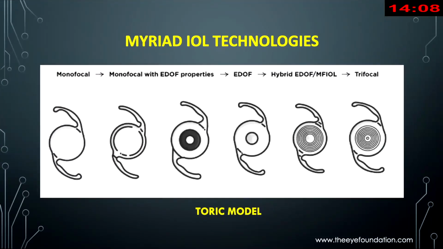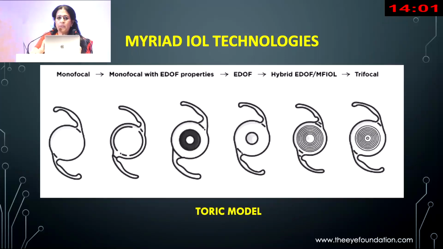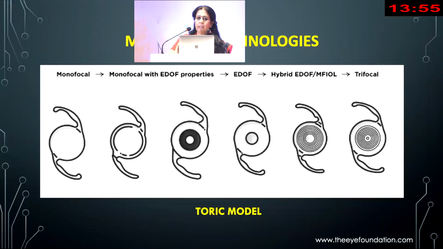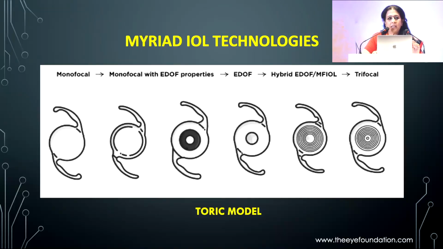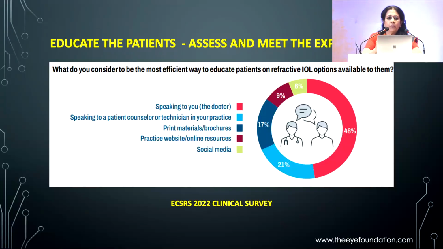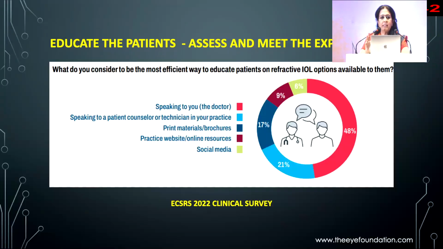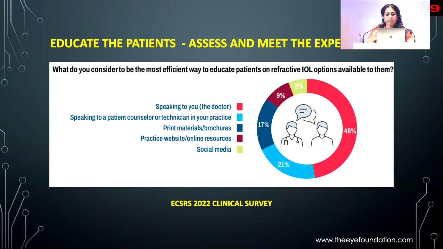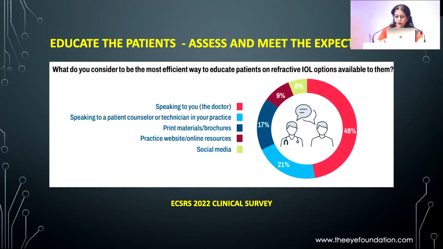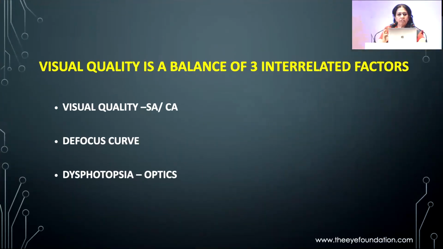So we have a myriad of choices now. We have monofocal lenses, which give good vision for distance. We have monofocal lenses with EDOF property that give some range of intermediate vision. There are pure EDOF lenses. There are hybrid lenses, which have multifocality with EDOF property, and the trifocal lenses. I'll be detailing all of these. But what is most important from that slide is that there is a range of lenses available, and in the very short counseling time the patient has with us, we need to convey it all. So we need to substantiate it with information in print media, brochures, and social media, and every other way, to ensure that the patient is well informed.